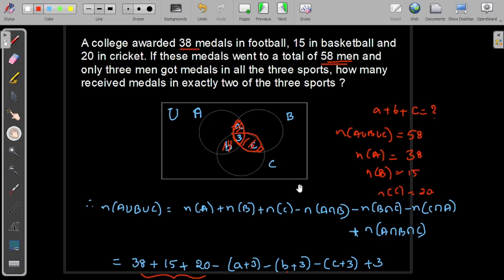So this is how we solve problems involving 3 sets. A very important concept, and in some of the general aptitude tests also, these kinds of problems will be included.